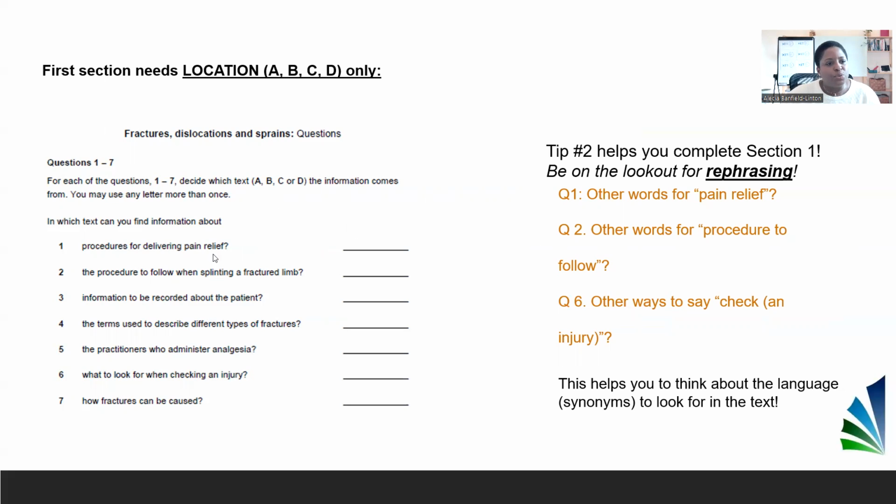Look at question 2. The procedure to follow when splinting a fractured limb. Ask yourself, what kind of words or terms mean the same as procedure to follow? Let's try question 6. Here, what to look for when checking an injury. So ask yourself, what other ways can you say check an injury?